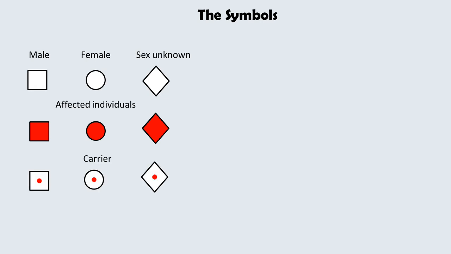And in the case that the person is a carrier, that is, a carrier is a person who has the gene for the particular trait but does not show it, generally we indicate a carrier with a dot inside the symbol. And when the person is deceased, then we draw a horizontal line on that particular symbol.